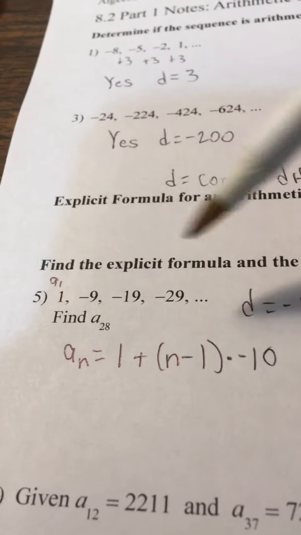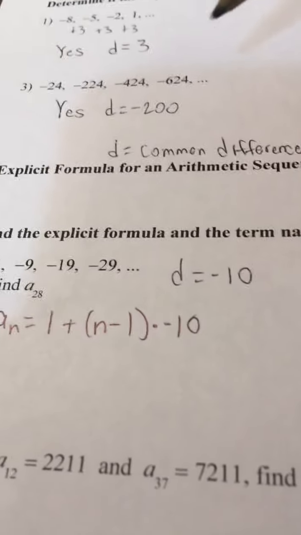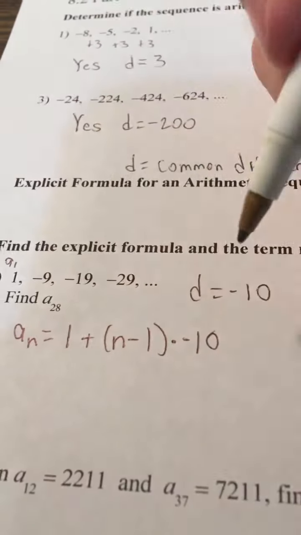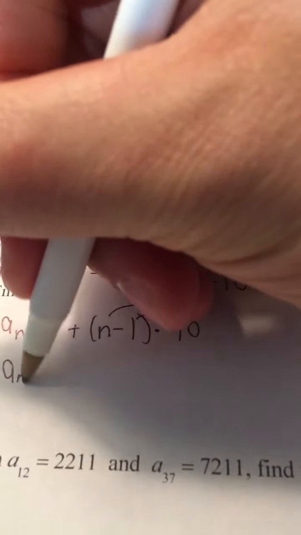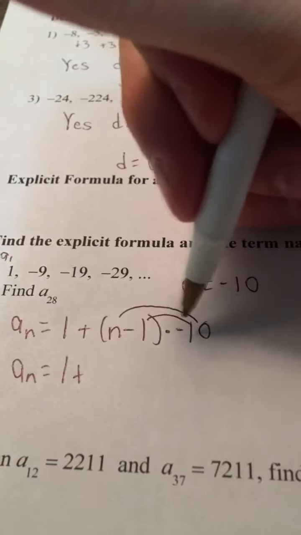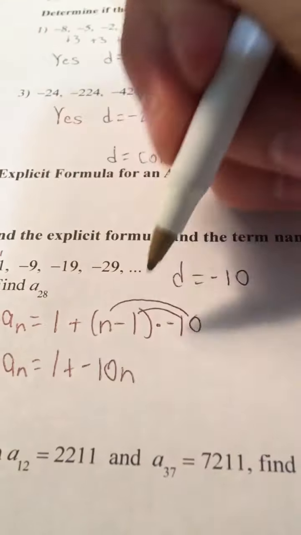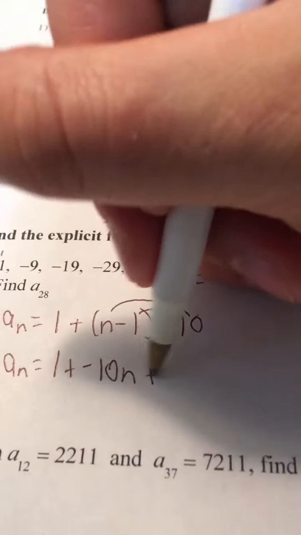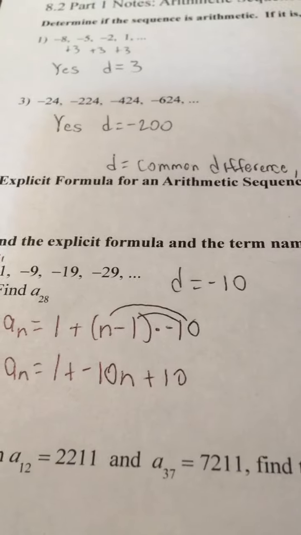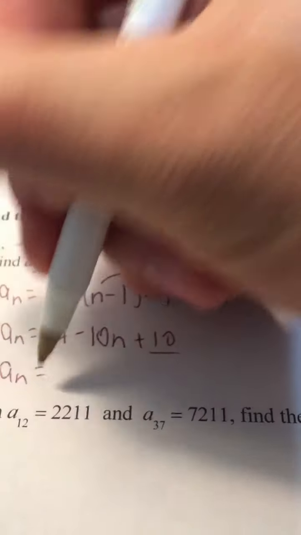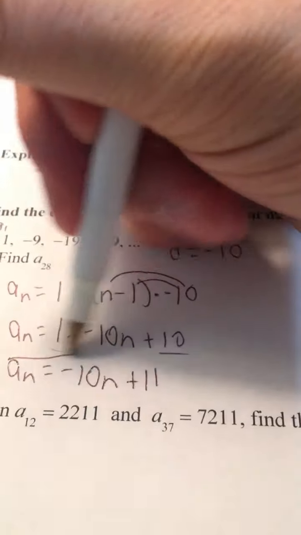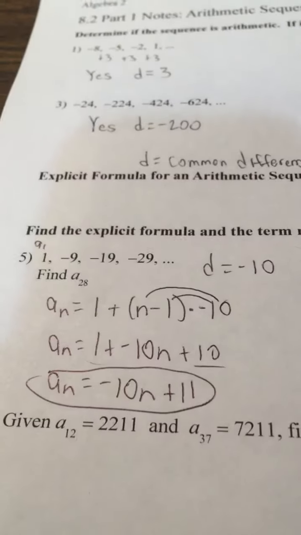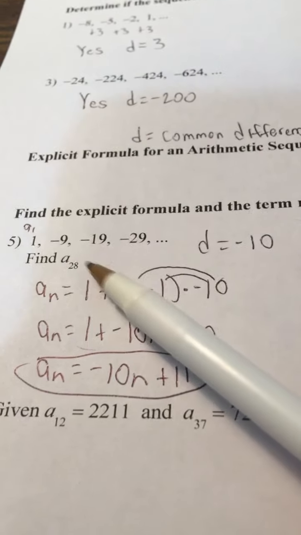Now, this is the formula. I can simplify this. If the problem were just asking you for the formula, this would not be the answer. I would need to simplify this. I could distribute this negative 10. I get a of n equals 1 plus negative 10n, and then negative 1 times negative 10 would be positive 10. And then I can combine like terms. 1 plus 10 would give me 11. So my formula, a of n, would be negative 10n plus 11.